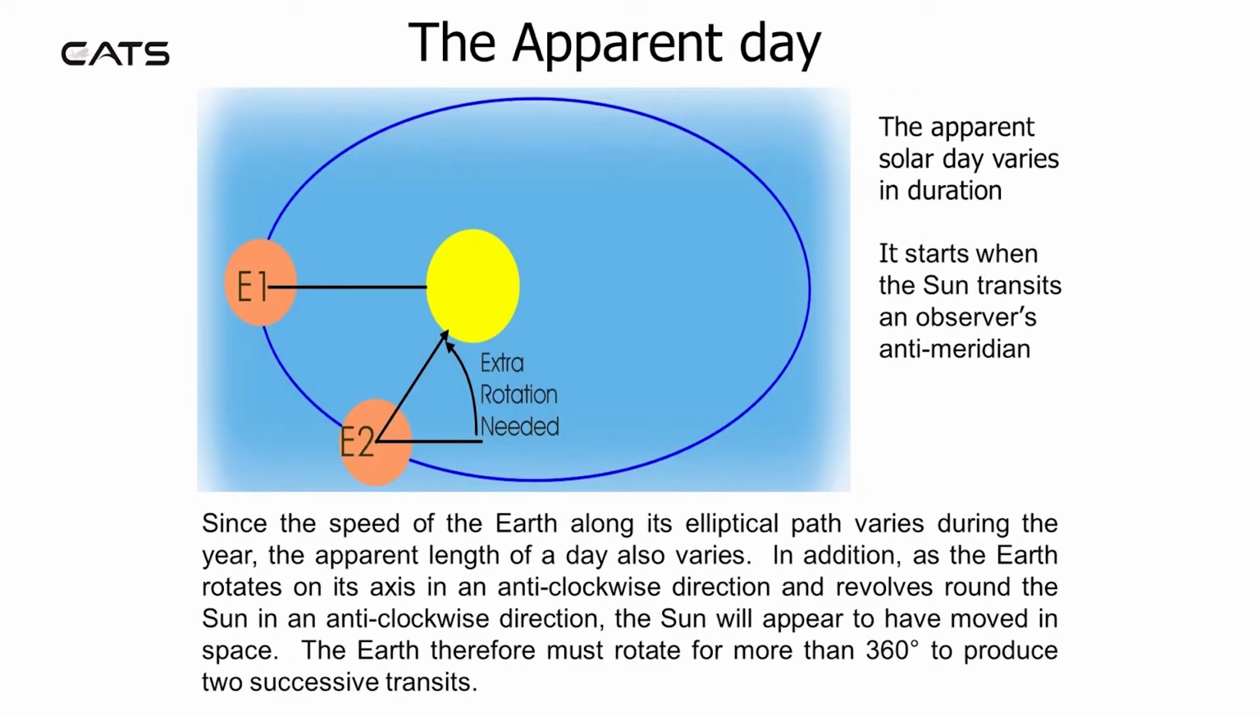The apparent day. The apparent solar day varies in duration. It starts when the Sun transits an observer's anti-meridian. Since the speed of the Earth along its elliptical path varies during the year, the apparent length of a day also varies. In addition, as the Earth rotates on its axis in an anti-clockwise direction and revolves around the Sun in an anti-clockwise direction also, the Sun will appear to have moved in space. The Earth therefore must rotate for more than 360 degrees to produce two successive transits.